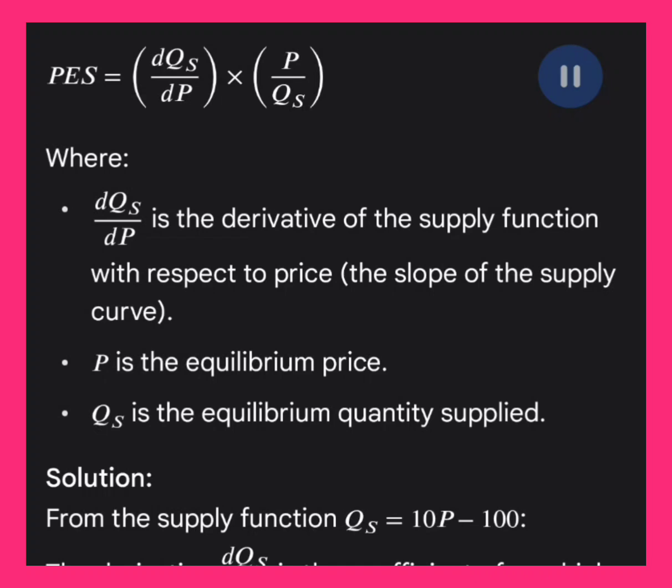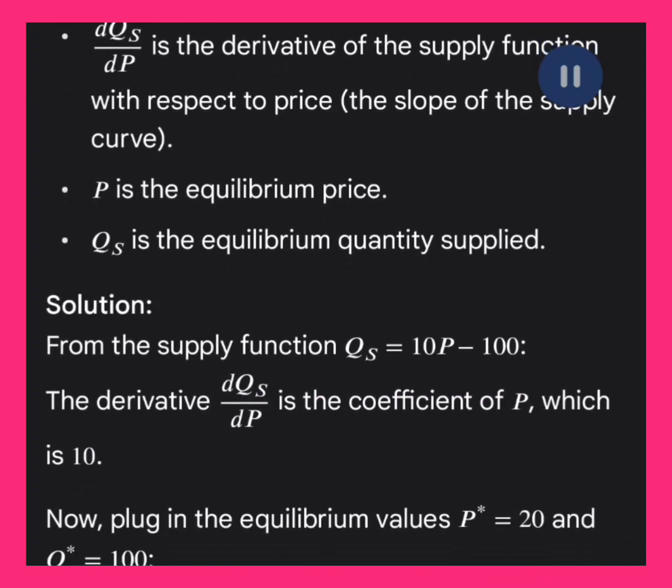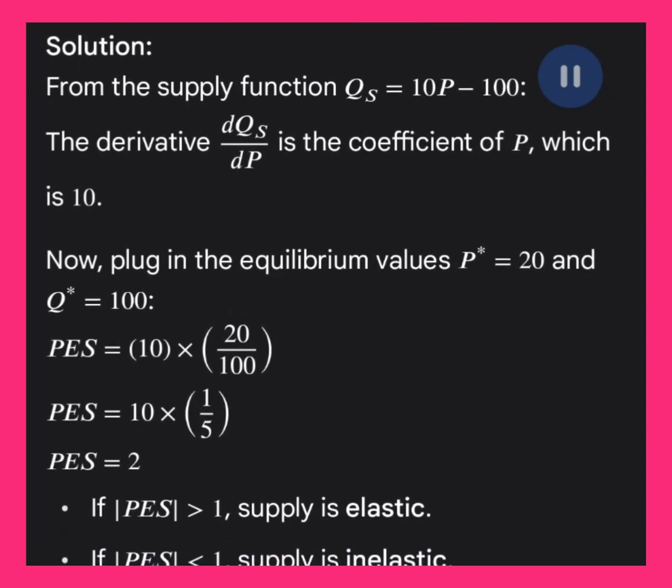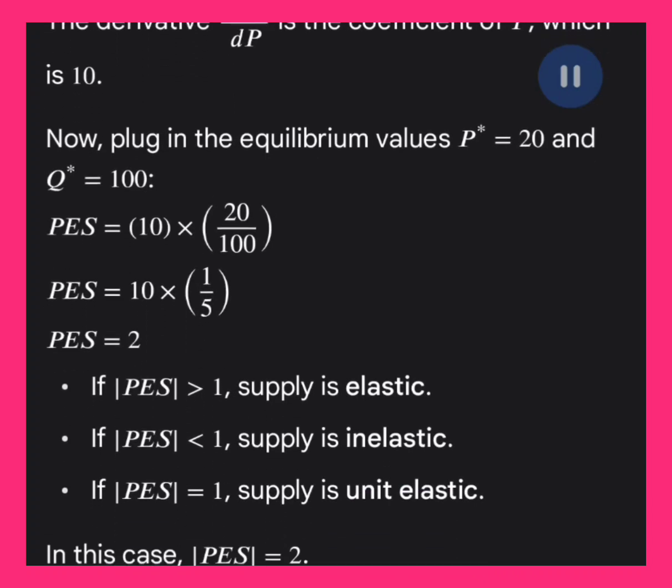Solution: from the supply function Q_S equals 10P minus 100, the derivative dQ_S/dP is the coefficient of P, which is 10. Now plug in the equilibrium values, P* equals 20 and Q* equals 100. PES equals 10 times 20/100. PES equals 10 times 1/5. PES equals 2.